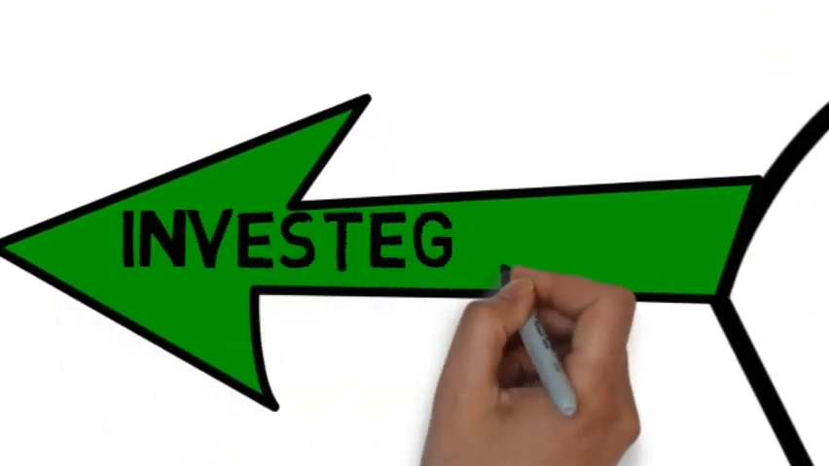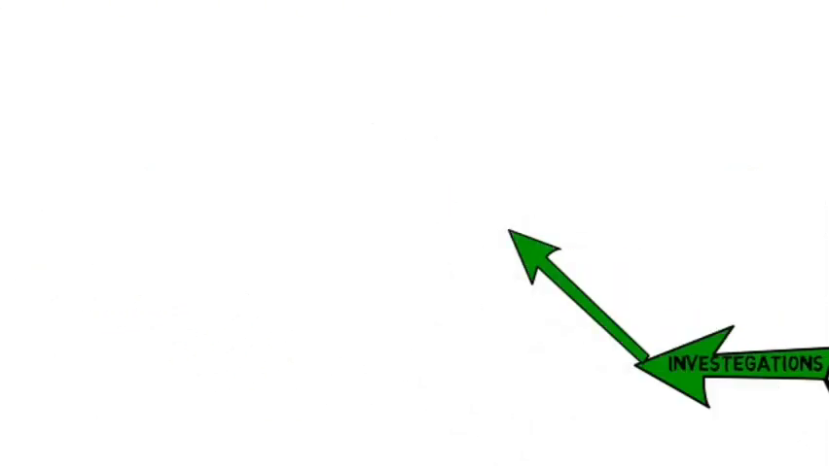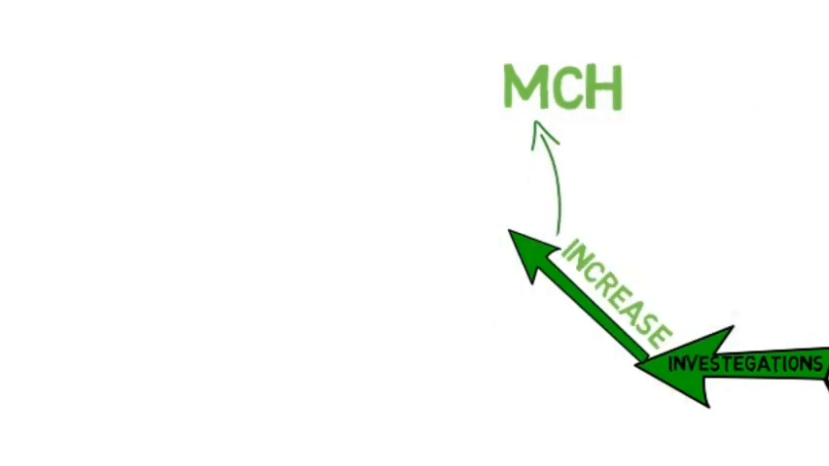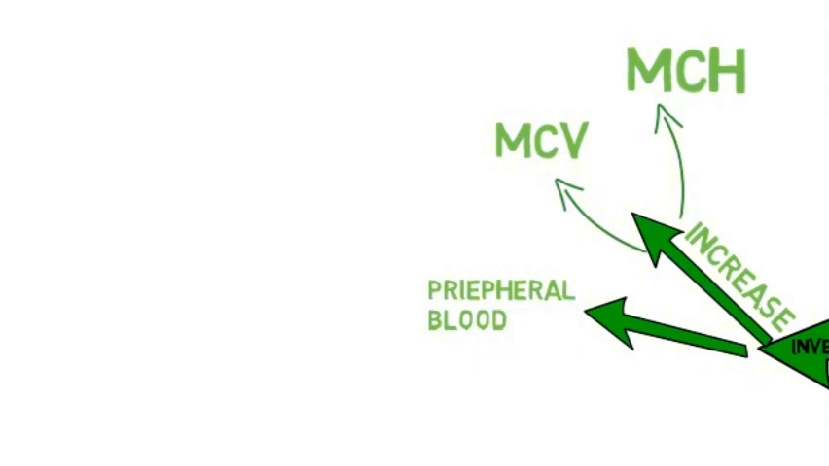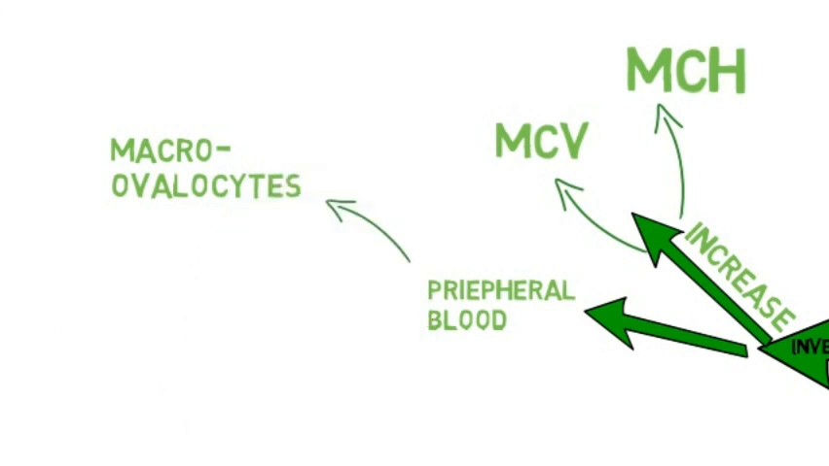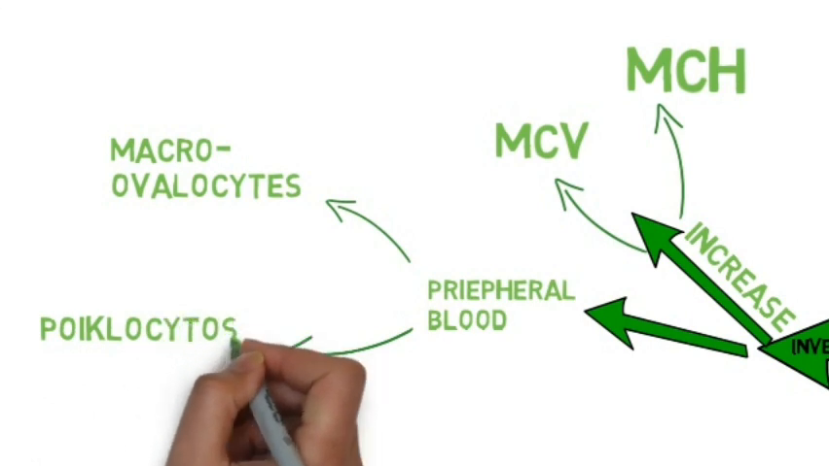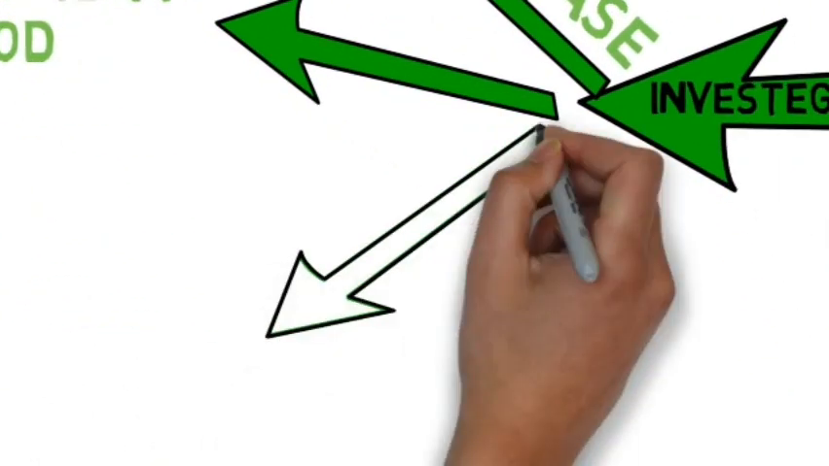Macrocytic anemia investigation is going to show an increase in both levels of MCH and MCV, usually greater than 120. Peripheral blood films show macro-ovalocytes. So on investigating peripheral blood films, we're going to see large ovalocytes and anisocytosis.